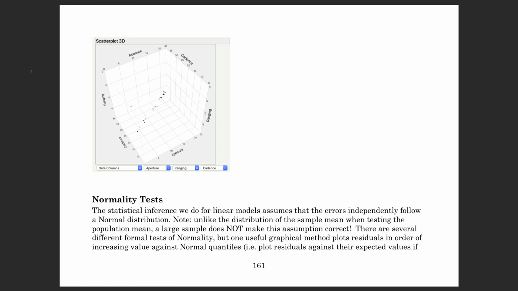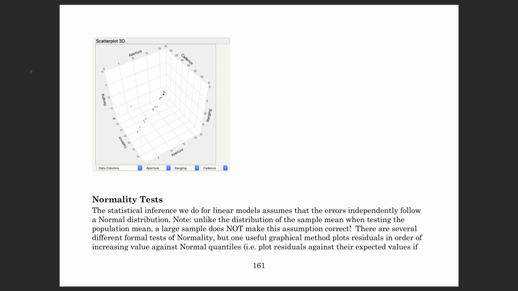Okay, so what haven't we looked at yet? We haven't yet looked at this crucial assumption of normality tests, right? So even when we started with a simple linear regression model, we said that the core assumptions were independent errors and constant variance, but we said in order to do the statistical tests, we also needed to assume that the errors independently follow a normal distribution.